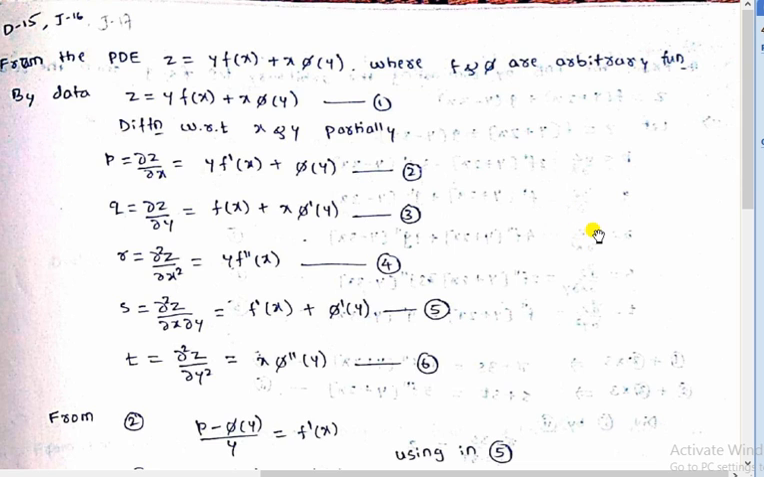So once again, in solving a PDE by eliminating arbitrary functions, if the problem contains a single function, differentiate up to first order. If the problem contains two functions, then we will differentiate up to second order and eliminate the given functions here.